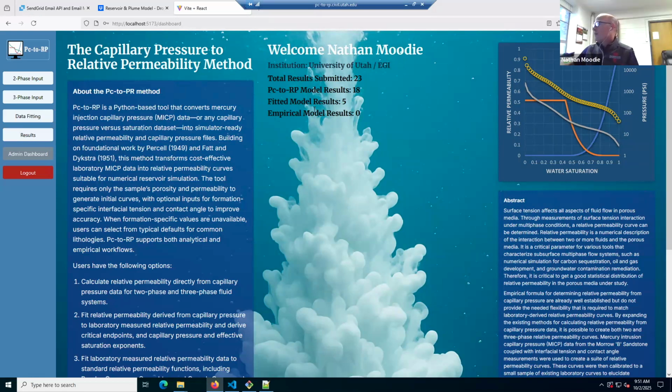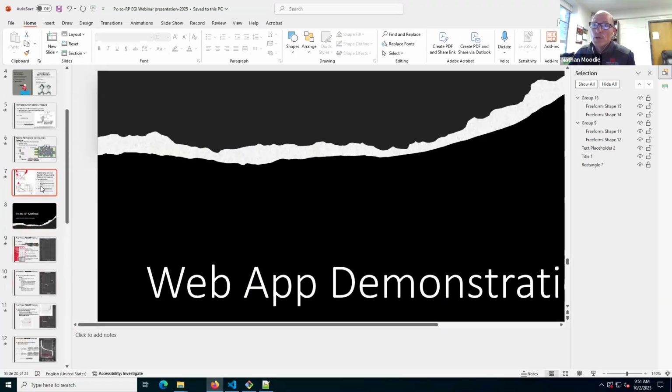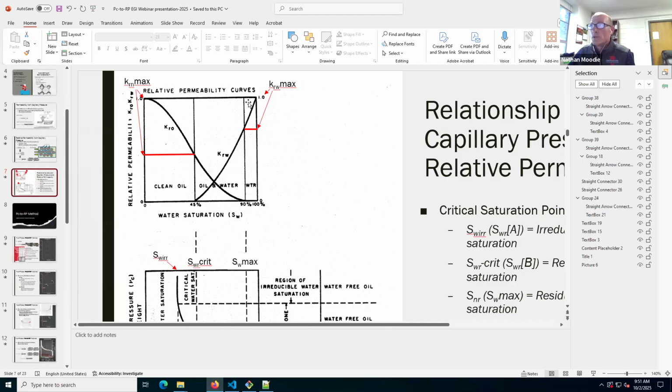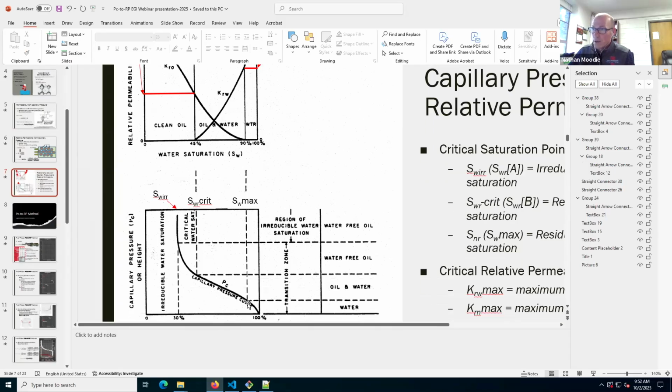So that was dealt with by picking, let me bring back up the presentation here, when you're able to choose these points here and here. So now you're assuming that this part of your curve is your residual. So this would have been after first contact, so on your imbibition curve, you would have this and here where you would have that.